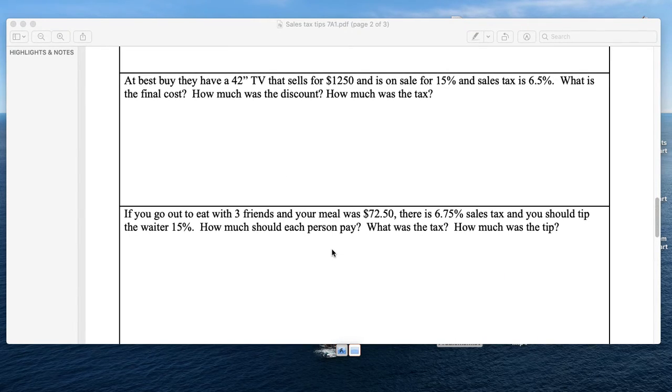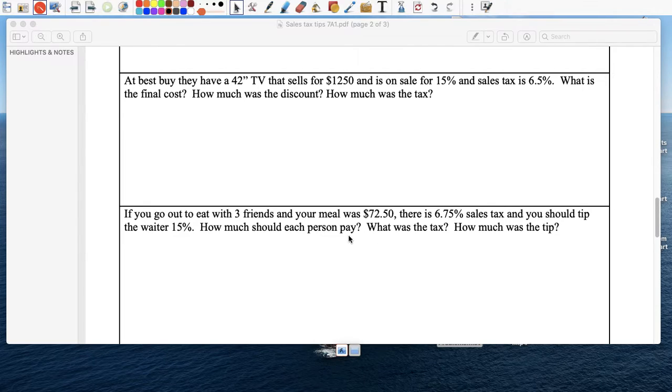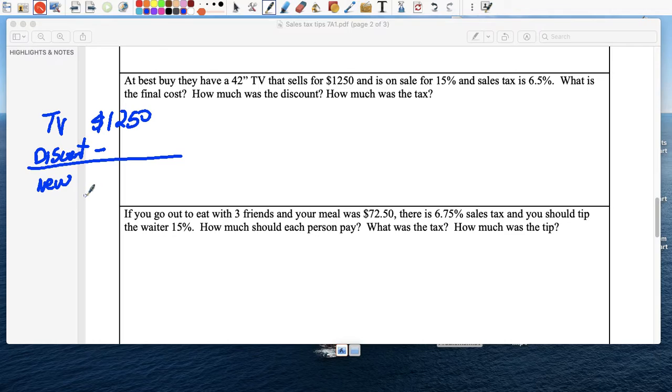Okay, so we have two more questions. Here is a discount and tax. Let's do that the long way first. I have a TV, and it's $1,250. I have to take a discount first. These are the steps, so this is what the machine is doing. It takes a discount, gives you a new price, and then from that, they calculate the tax. So that's what's really happening. Let's do the discount first.